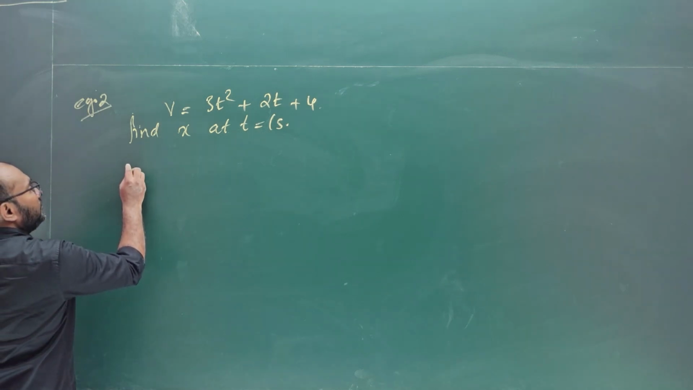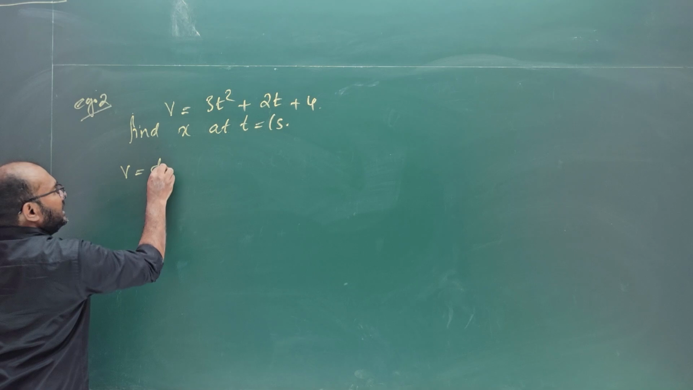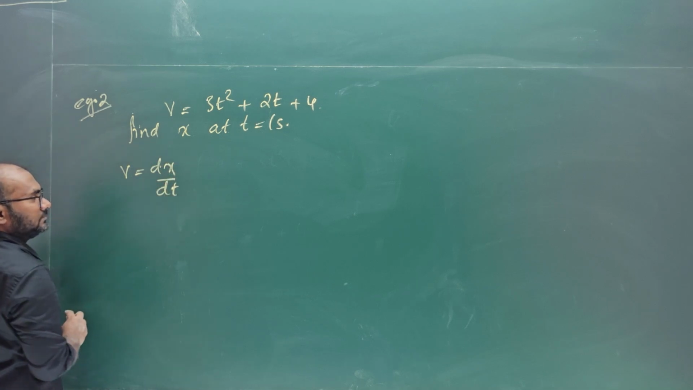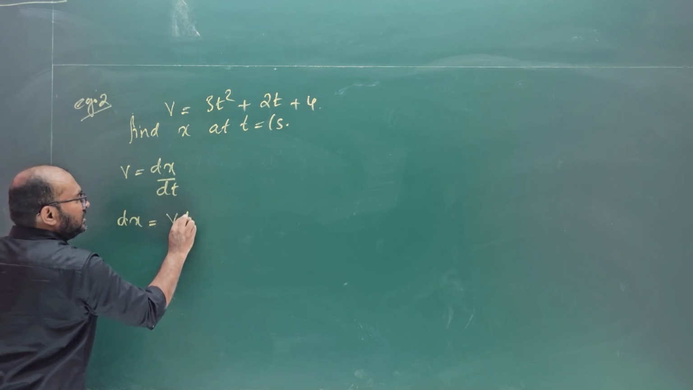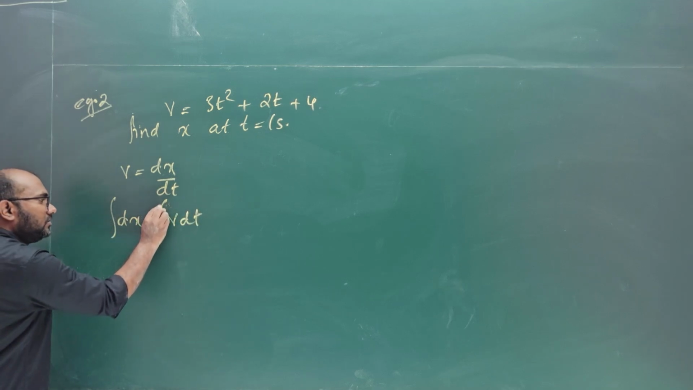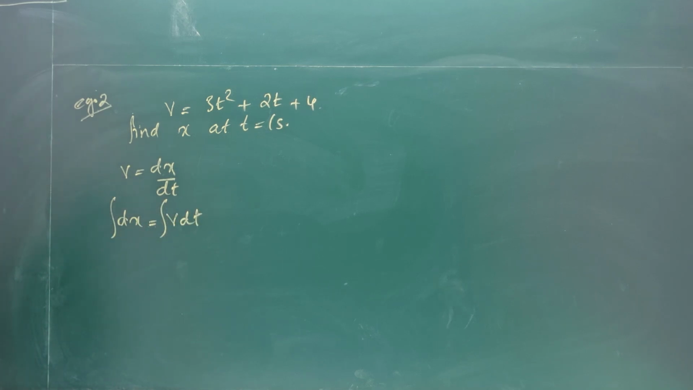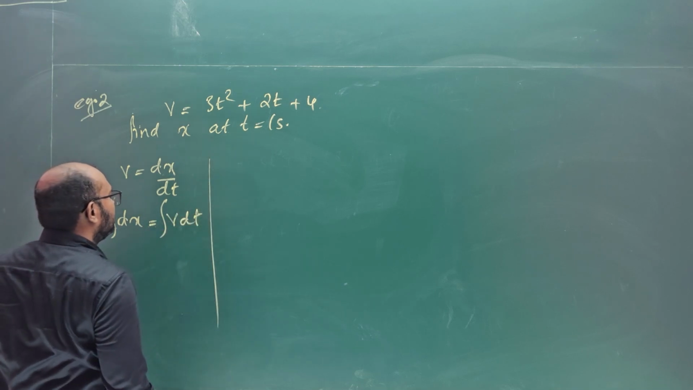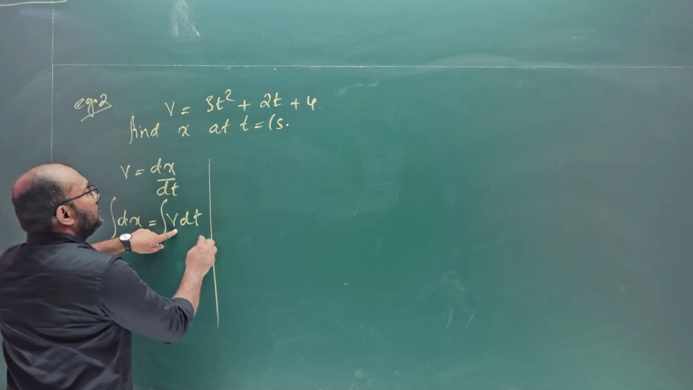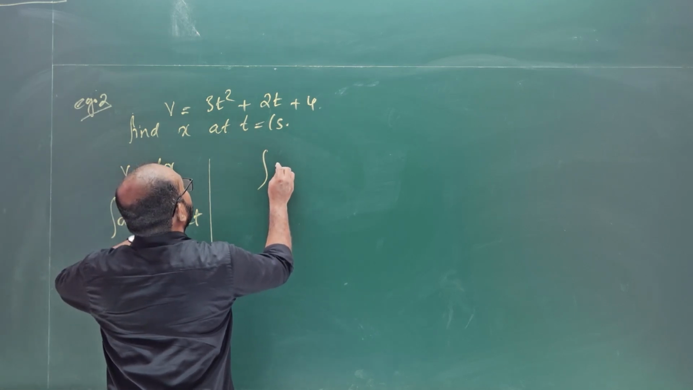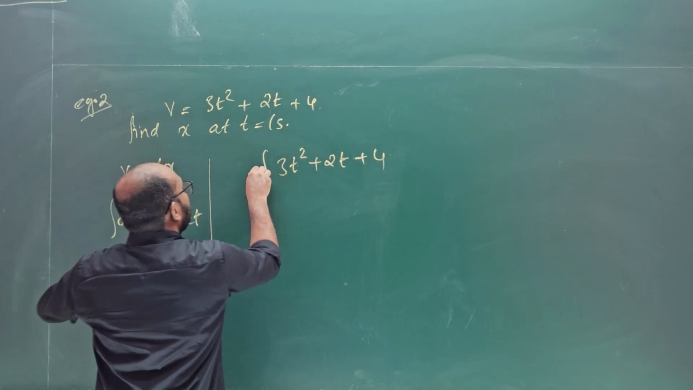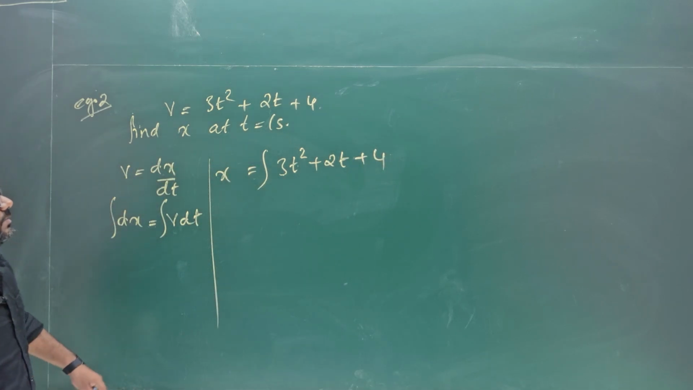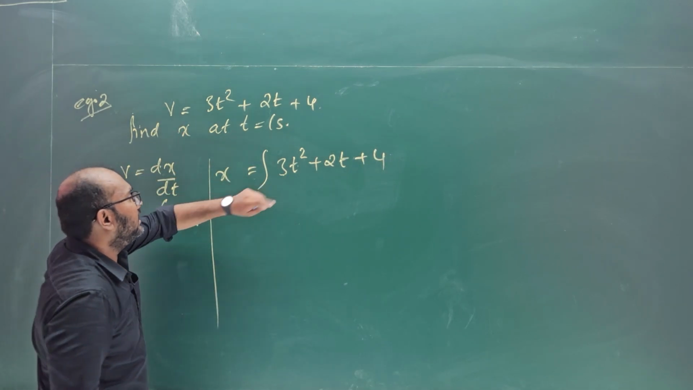So, integration of v. First thing, v is nothing but dx upon dt. We write like this. Yes or no? What do we want? This one. So, dx is nothing but v dt. All we need to do is integrate like this. We are not doing mathematics, don't worry. So, applying this, the integral of v is what? 3t square plus 2t plus 4. This is nothing but your displacement, and integrating this.